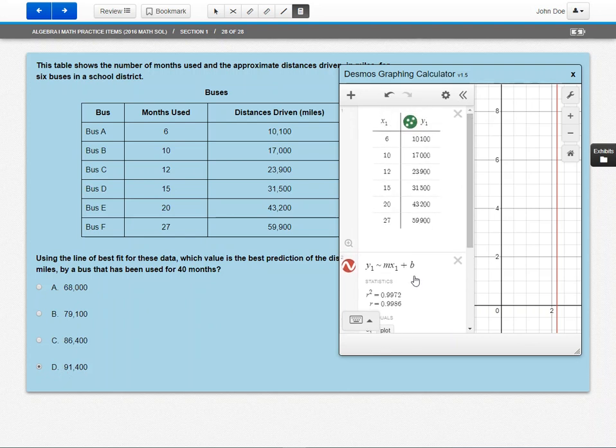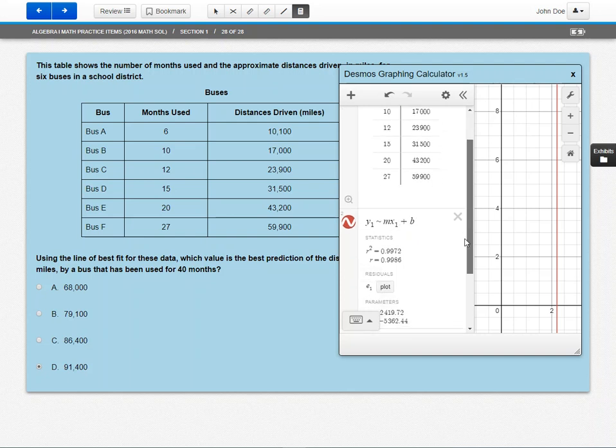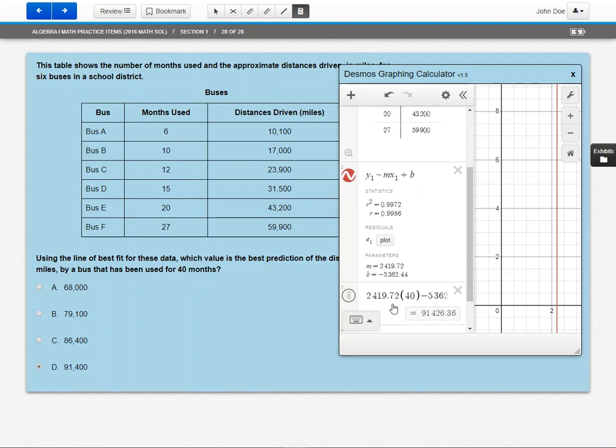Right, so that is how we do line of best fit. You gotta use your table, and then you use y1, and then the squiggly line mx1 plus b, and then we scroll down, you see the m and the b, and that gives us our equation, and then we can plug in what we know to figure out what we don't know.